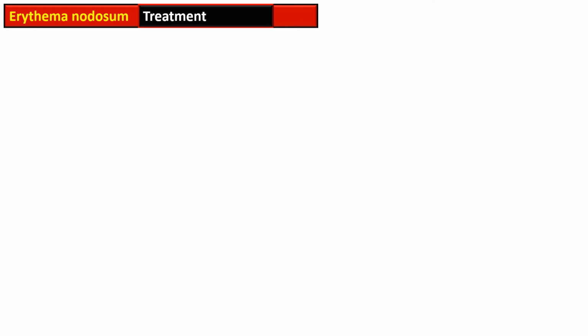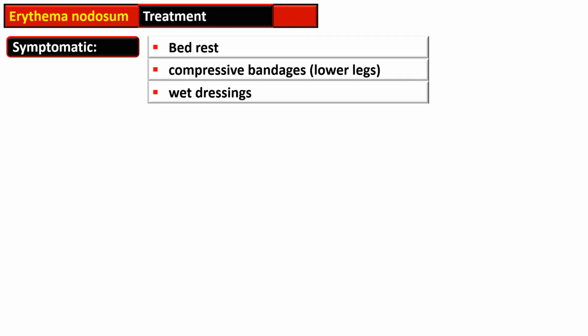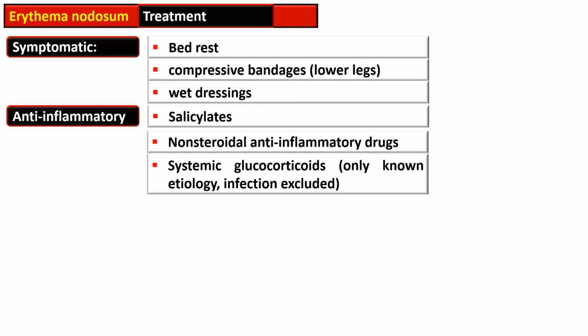The treatment for erythema nodosum is symptomatic, such as bed rest, compressive bandages of the lower leg, and wet dressing, while anti-inflammatory such as salicylates, non-steroidal anti-inflammatory drugs, and systemic glucocorticoids are also helpful. The systemic glucocorticoid use is limited only to known etiology, and infection should be excluded before its use.